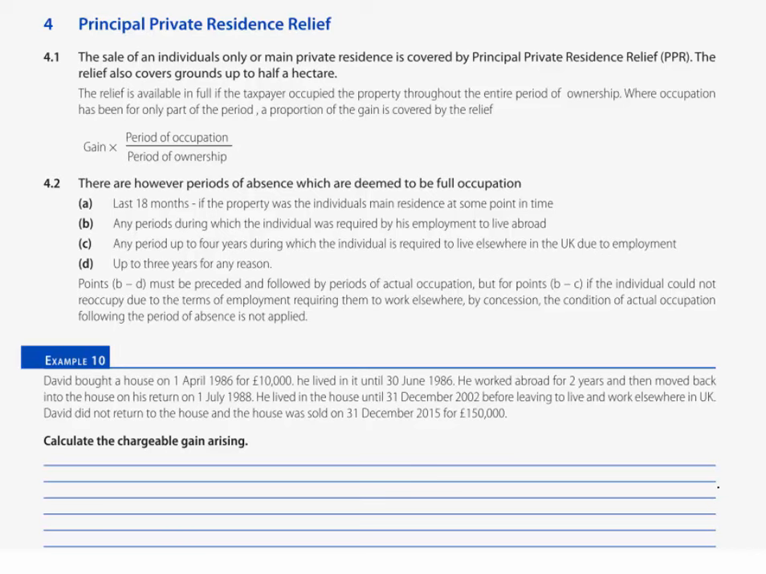So what do we need to know? In section 4.1 here, the sale of an individual's only or main private residence is covered by the principal private residence relief. That relief also covers, it's not just the property itself, but the garden, grounds of up to half a hectare there. The relief is available in full if the taxpayer occupied the property, as we've said, throughout the entire period of ownership. Where occupation has been for only part of the period, then a proportion of the gain is covered by the relief.